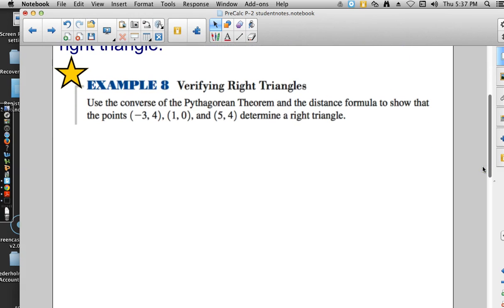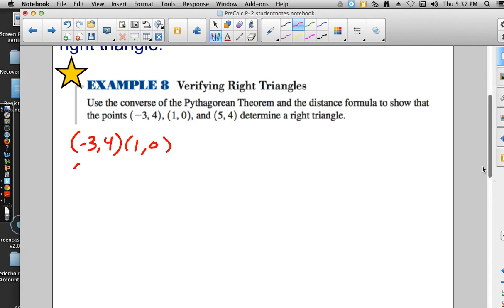So that's how we know that we have a right triangle. And 8 says, use the converse of the Pythagorean theorem and the distance formula to show that the points negative 3, 4, 1, 0, and 5, 4 determine a right triangle. Okay, I'm going to need the side lengths first. So I'll need to know how far it is from negative 3, 4 to 1, 0, from 1, 0 to 5, 4, and from negative 3, 4 to 5, 4. I need those side lengths in order to put them into the Pythagorean theorem.